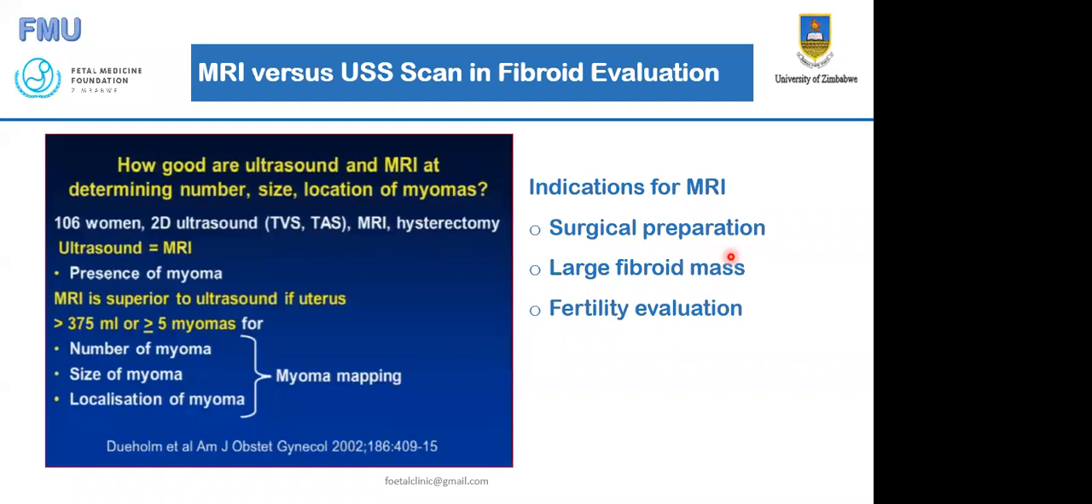Then for large fibroid masses, where you cannot correctly define the extent of the fibroids, whether they are multiple, and you can't see where it is ending. In this case, an MRI will help. And of course, fertility evaluation, like I've just said, because we need the minute details of where the fibroid is seated.